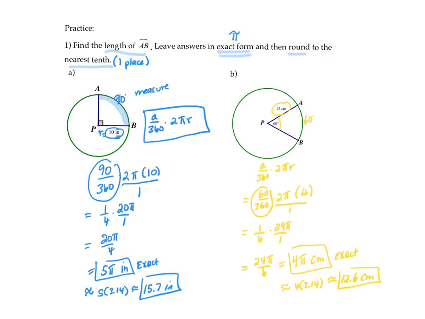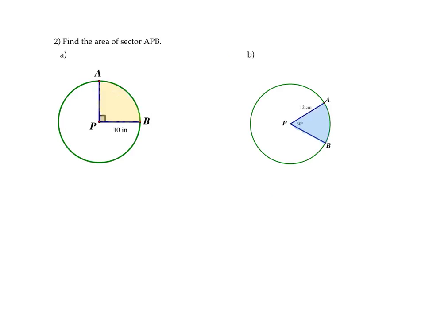Okay, area of a sector is next. To find the area of a sector, again, we're going to take that angle measure, divide by 360, and this time we're going to multiply by pi r squared because we're finding the area of the sector. So we want to use the formula for area of a circle. Remember that our central angle will give us the measure of our arc, and so in part A we do 90 divided by 360 times the formula for area of a circle, so pi times our radius of 10 inches squared.